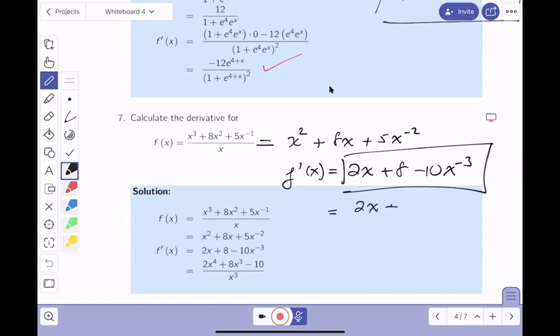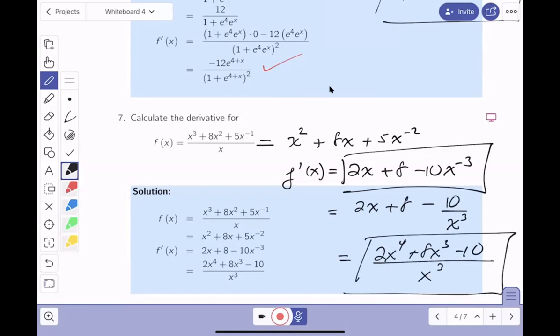This is 2x plus 8. I notice they're not using any negative powers. It's going to be x to the 3 in the bottom. And I guess they get a common denominator of x cubed. And what do you get? 2x to the 4th plus 8x cubed minus 10. And let's see if that's their answer.